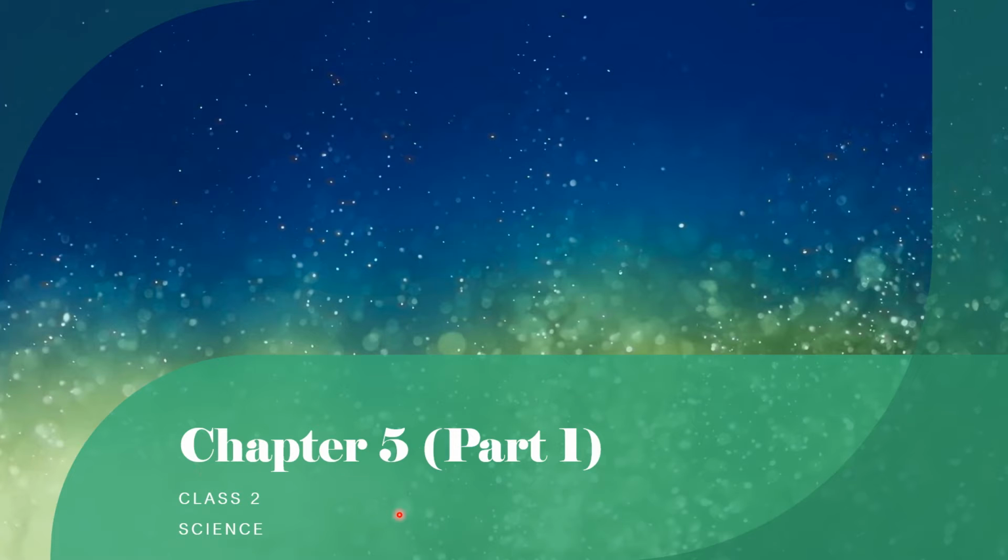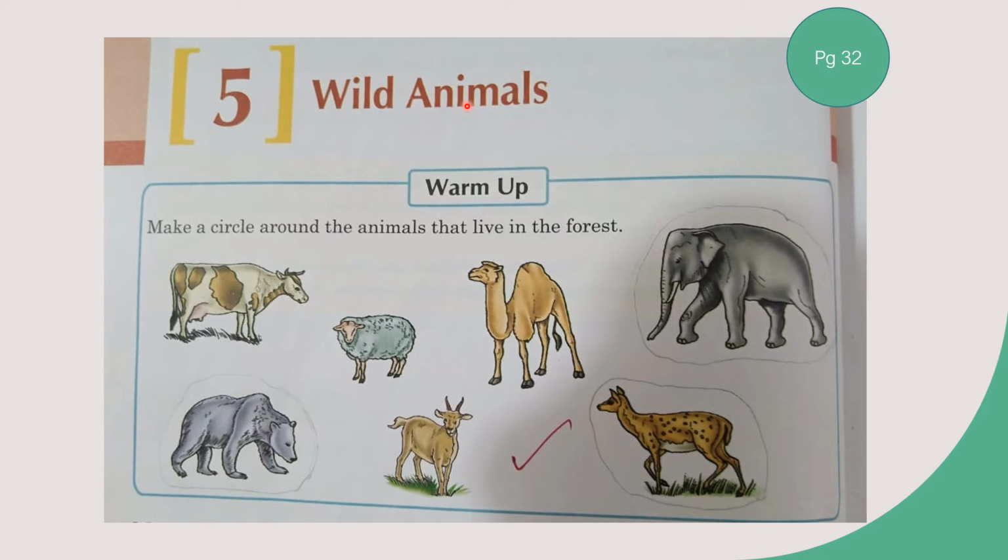Today we will cover chapter 5 part 1. Our chapter 5 is called wild animals. In this chapter we will learn about different types of wild animals.